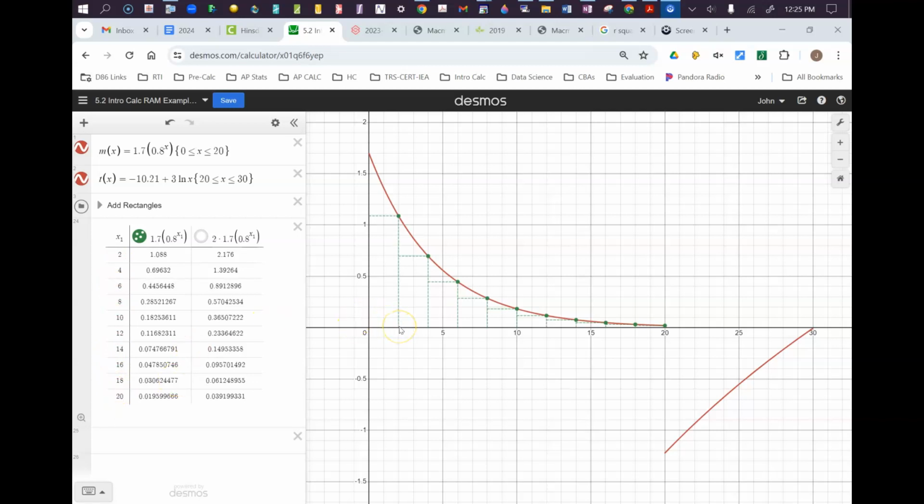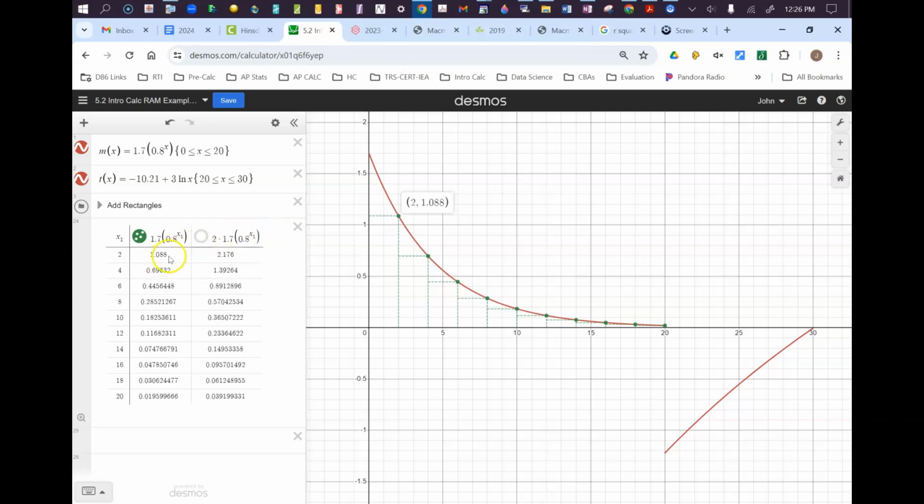So since I wanted to use right rectangles, I would use an x value of 2 there. And to establish the height of that first rectangle, I would evaluate the function at an x value of 2. So that's what I did in this first row. x1 is 2. When x1 is 2, y is 1.088. So that first rectangle has a width of 2 and a height of 1.088.